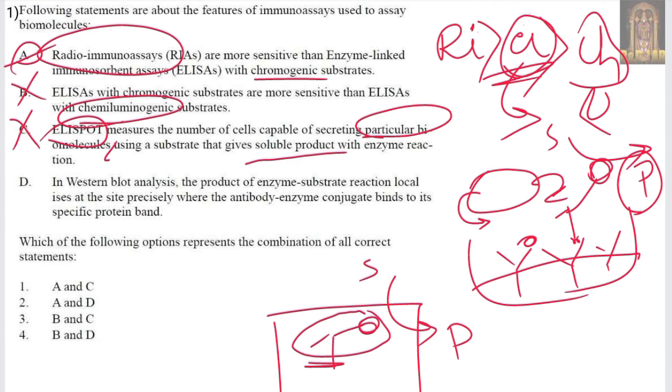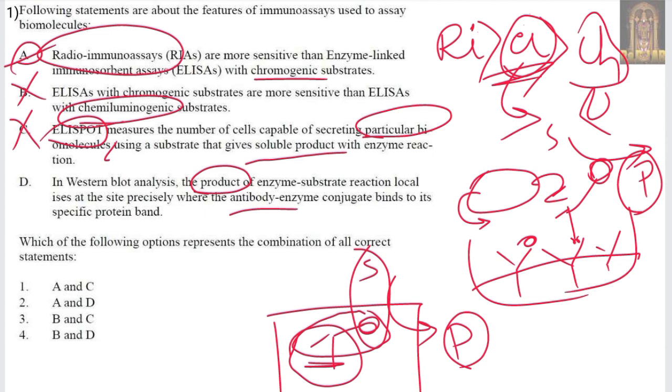There the antibody and enzyme complex should be there, and this enzyme and substrate complex, this enzyme will convert the substrate into the product. So the product of the enzyme substrate reaction means that product should be localized at the site precisely where the antibody and antigen conjugate. Where the antibody and antigen get conjugated, the signal should come from that site, because the product is produced from the substrate.